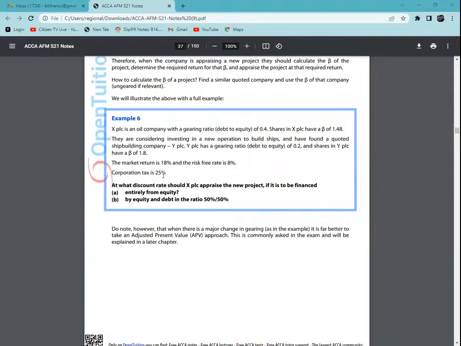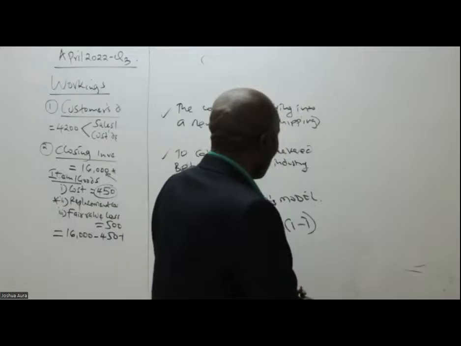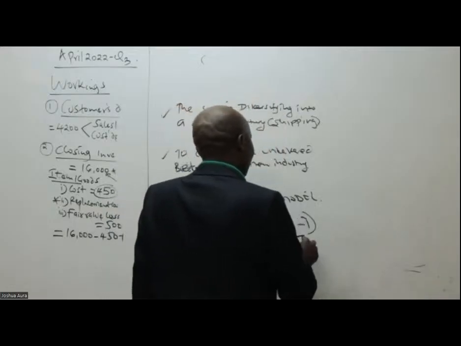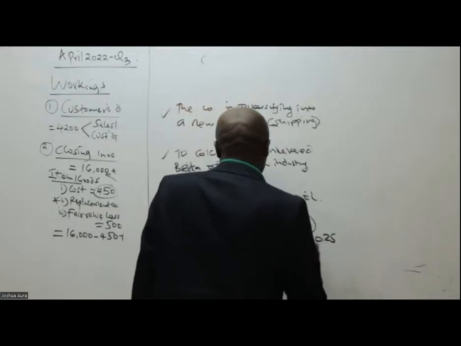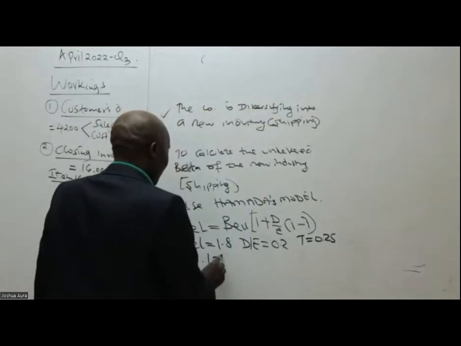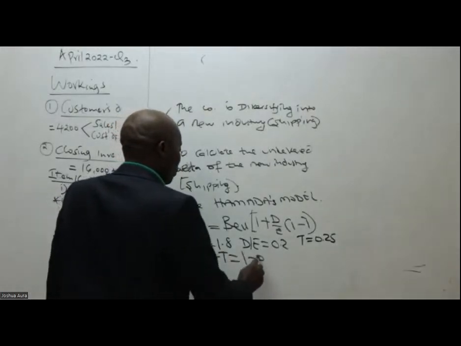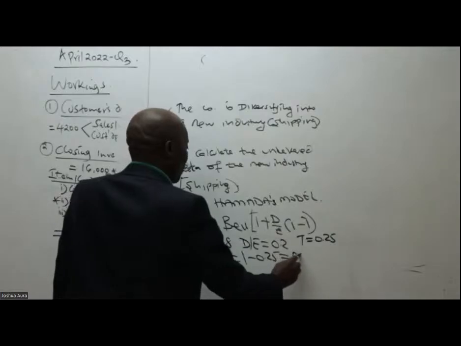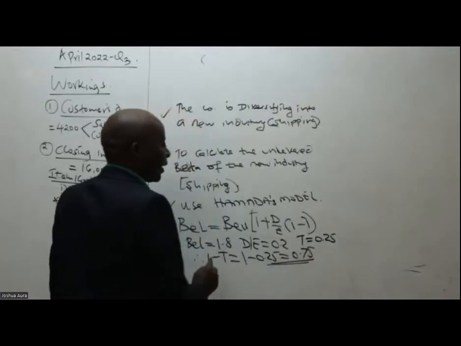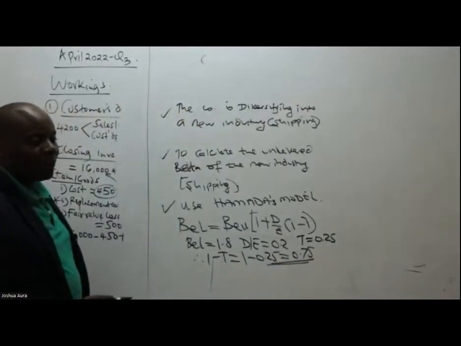And then the other thing they have done so nicely is to give me the risk-free. Somebody is... not risk-free, but the tax is 0.25. So tax is 0.25, and therefore 1 minus tax will be 1 minus 0.25, which will be 0.75.